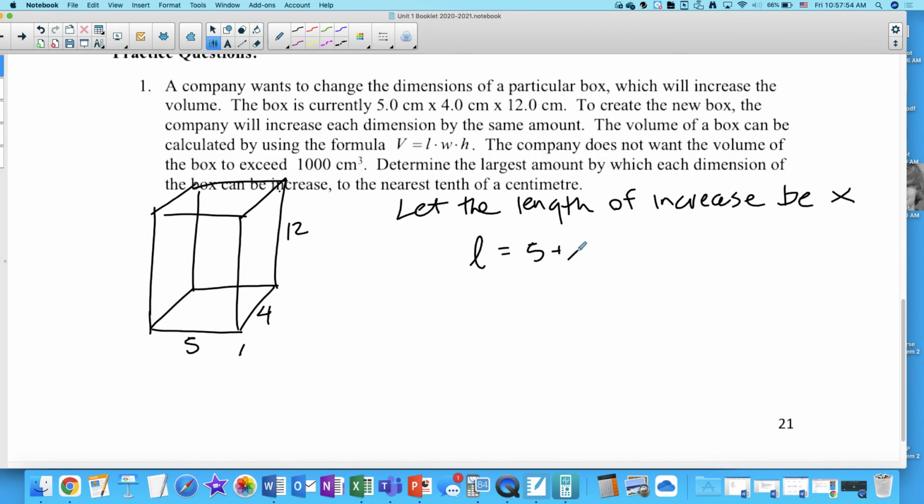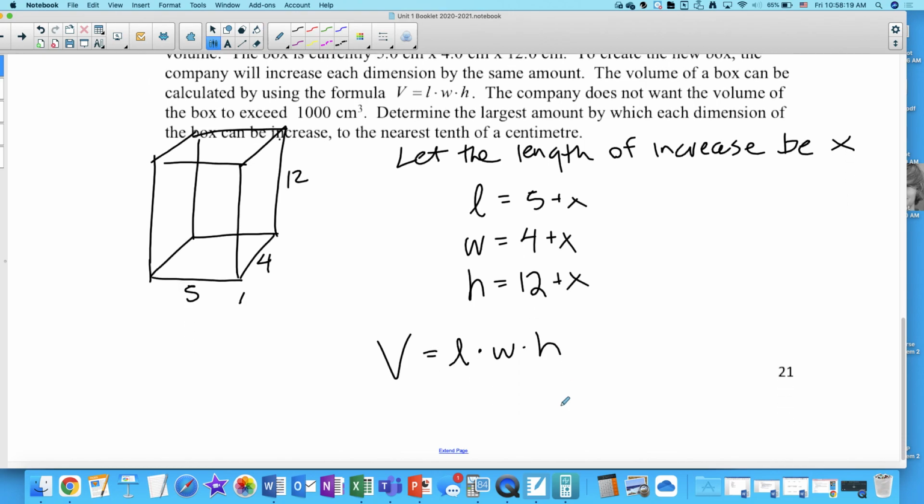Okay. Now we have this volume formula. That volume is length times width times height. And we have an expression for the length, width, and height, all in terms of x. So to get an equation to model this situation, we're just going to sub in those expressions for each variable. So our length was 5 plus x. Our width was 4 plus x. And our height is 12 plus x. Okay. Now that we have an equation, you guys can go ahead and solve this graphically.